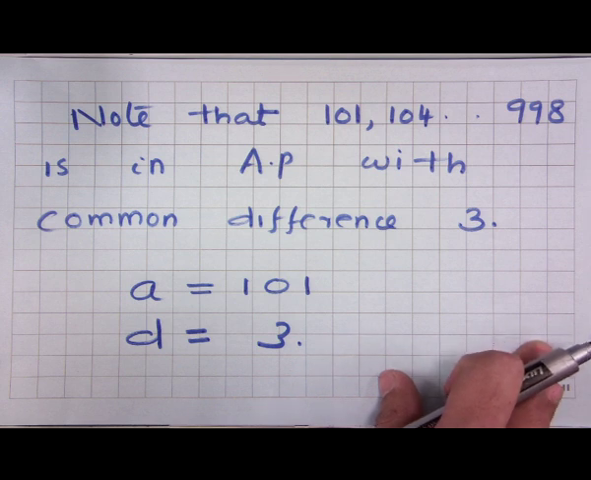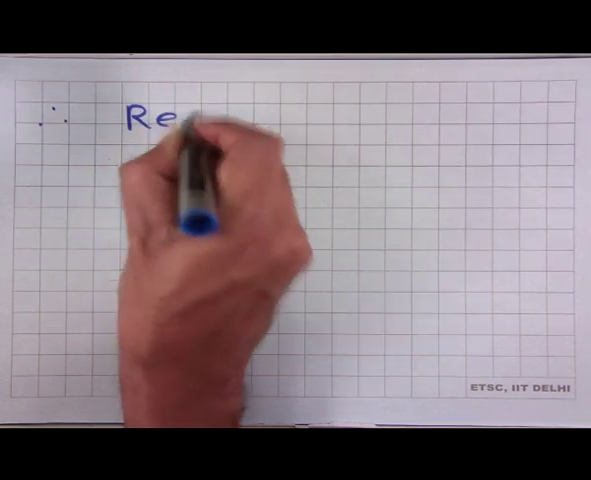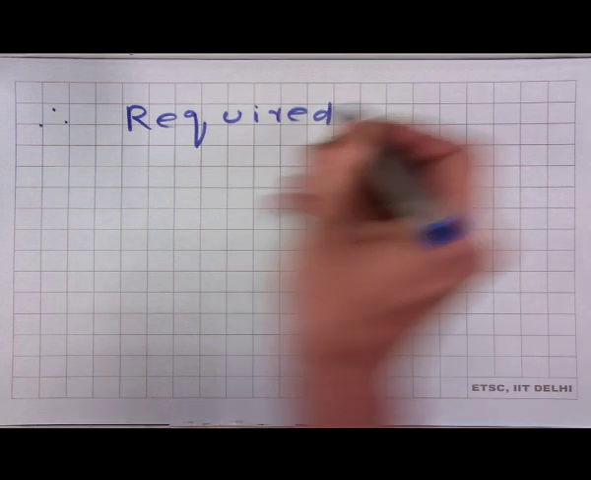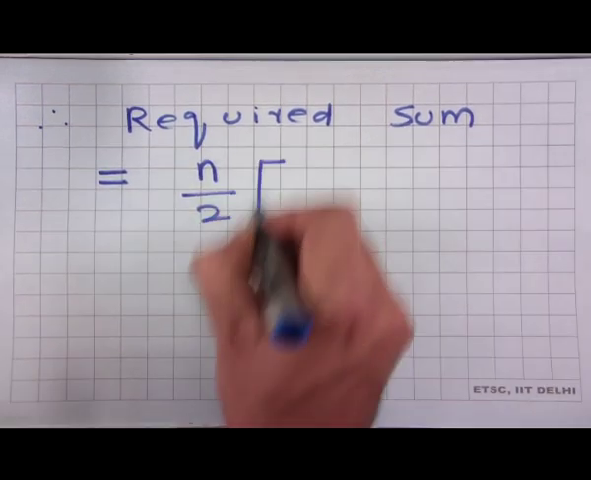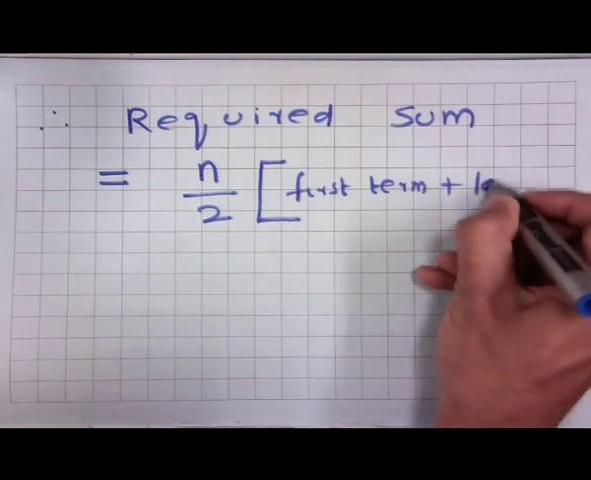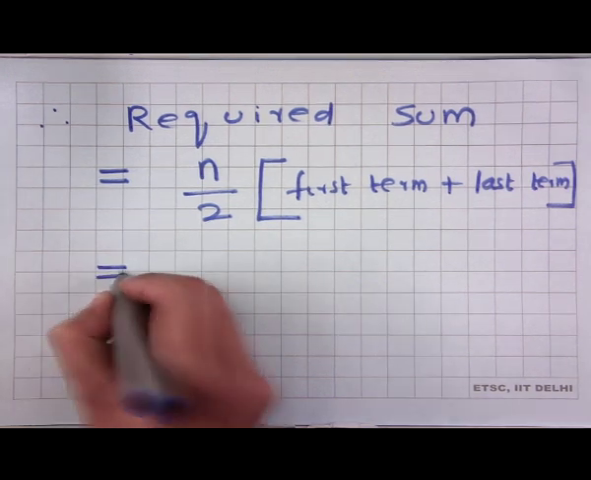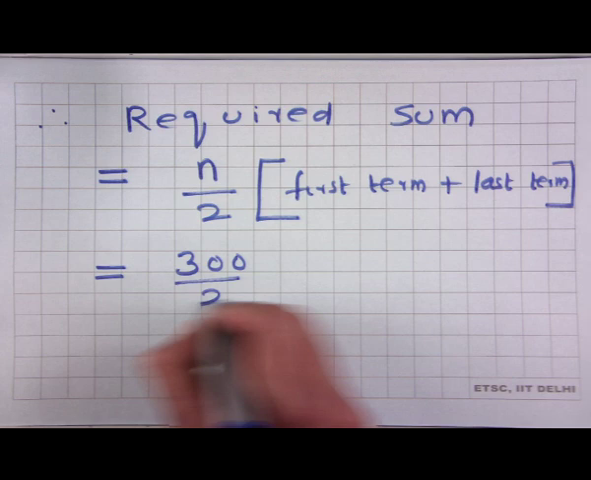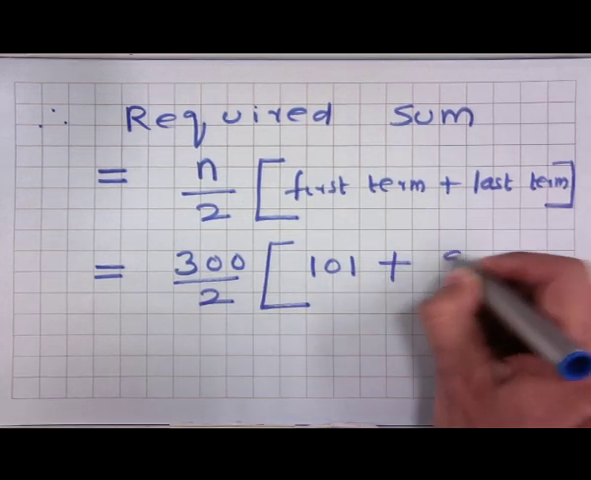Hence, we are asked to find sum of first 300 terms of an arithmetic progression. Therefore, required sum is equal to n by 2 into first term plus last term, is equal to 300 by 2 multiplied with 101 plus 998.